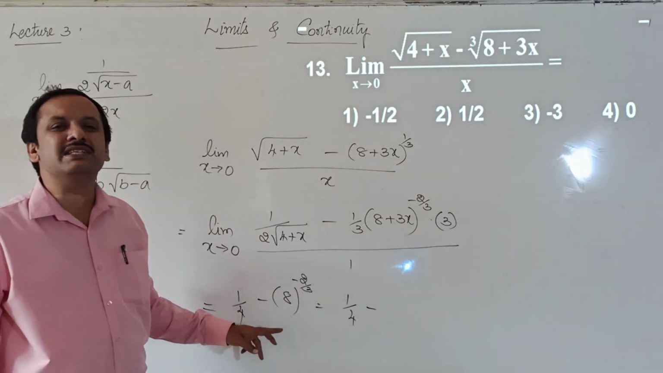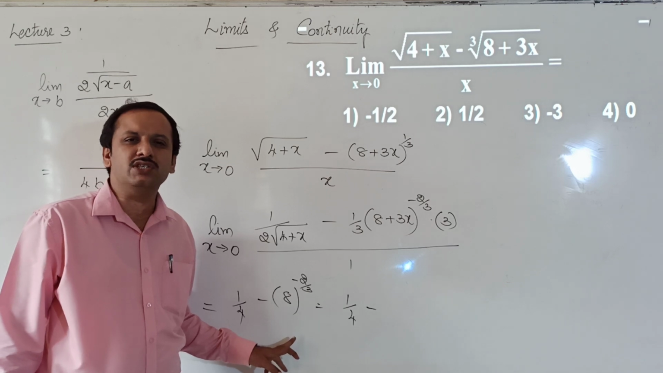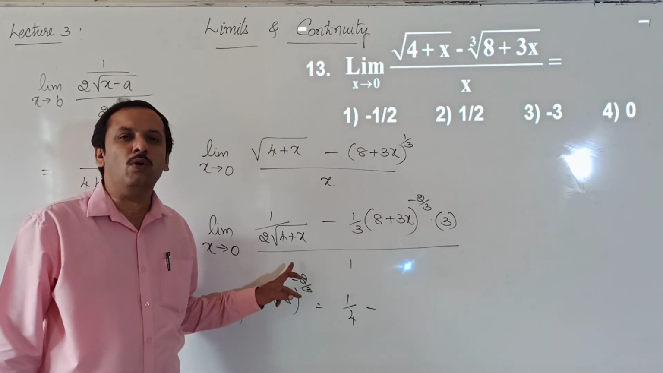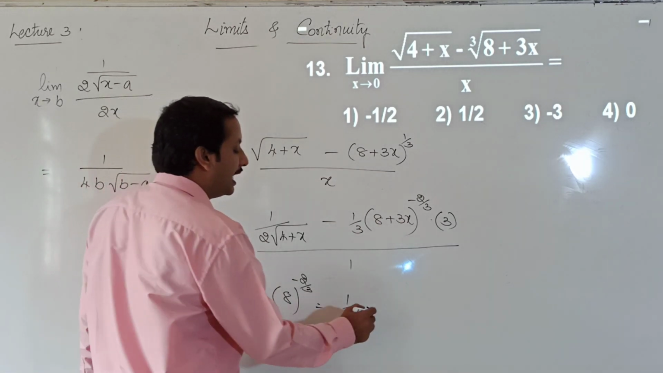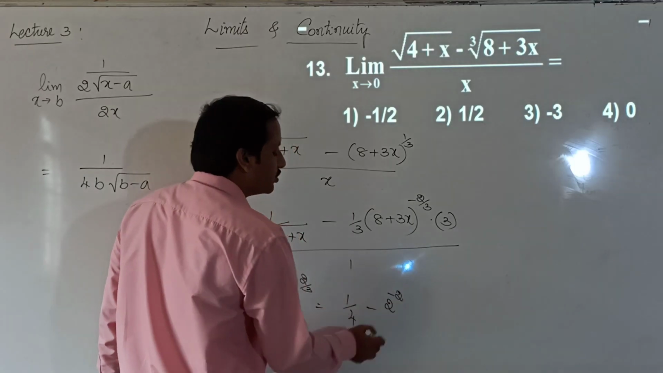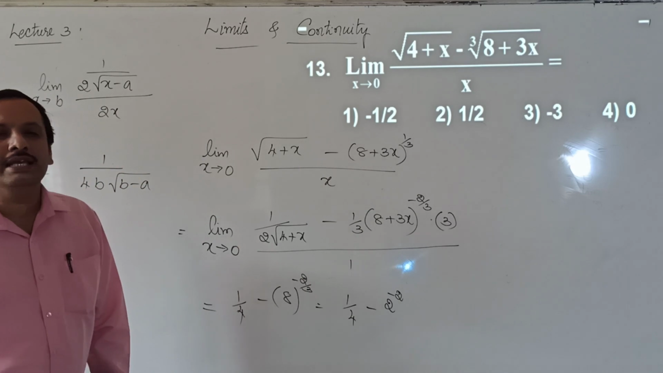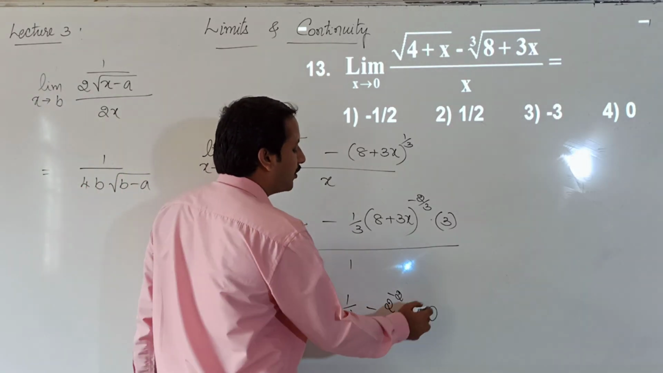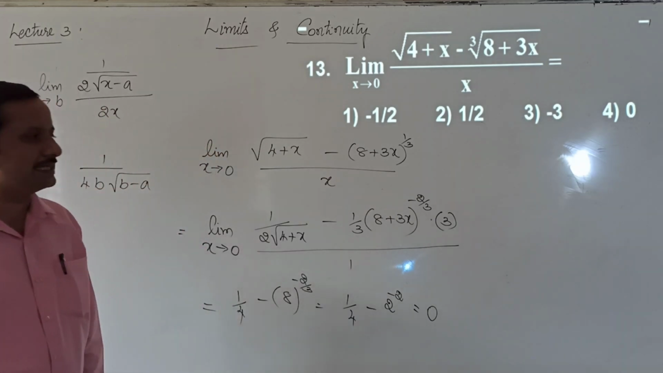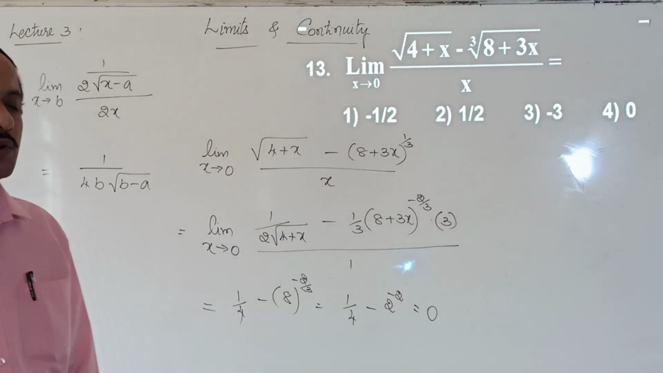This 8 can be imagined as 2 cube. This can be written as 2 cube whole power minus 2 by 3. That will give you 2 to the power minus 2. 2 to the power minus 2 is nothing but 1 by 4. So 1 by 4 minus 1 by 4, we end up getting 0 as the answer, which is the fourth option.